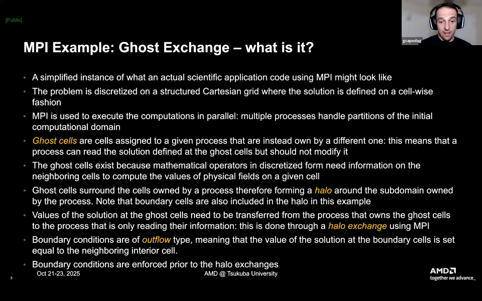And obviously, these are called ghost cells because they don't really belong to the process that uses them. And also, they don't exist if you run in serial. For the boundary condition type, we are using, let's say, an outflow type, in finite volume terminology, where the solution at the boundary is just set equal to the one at the neighboring cell in the interior.